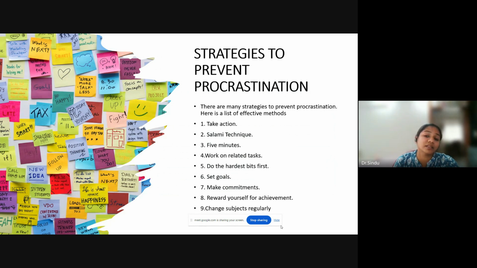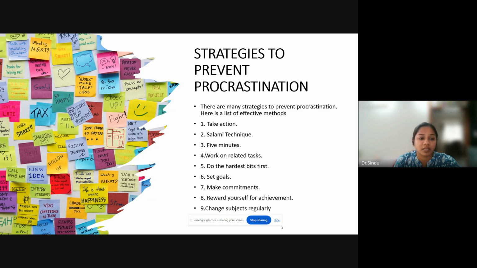Salami technique is a strategy often employed to address complex or large tasks by dividing them into smaller, more manageable slices. So the salami technique is very useful when you have a large number of tasks. How do we do this salami technique?